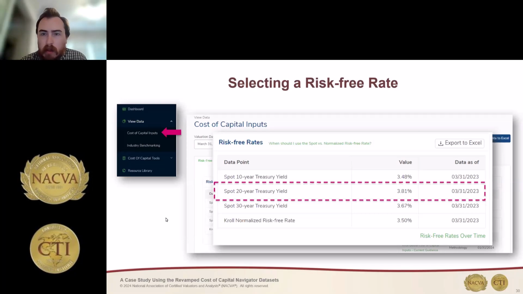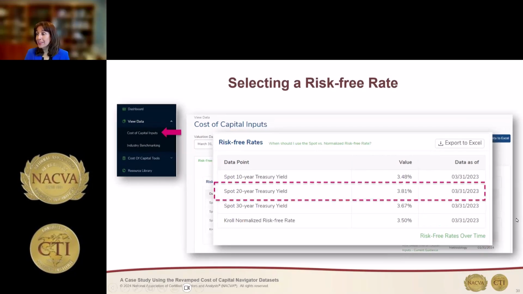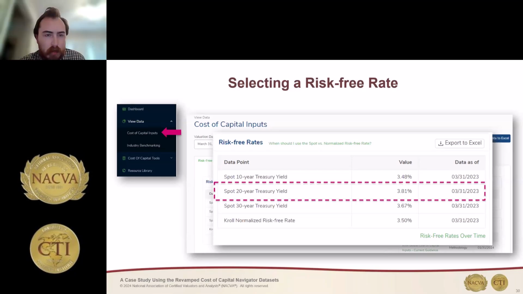Cool. Thank you, Carla. So as of this date, we can see we're selecting 3.81% as our risk-free rate. And that was higher than the normalized 3.5. If we're looking there, we can see 3.5, 3.8, and if you hover over that, "when should I use the spot versus normalized risk-free rate," you'll see the guidance there that explains that, and it'll take you to some supporting information. So always keep in mind when you're selecting these things, check the cost of capital center, check what our current recommendation is to make sure that you're using the right input.